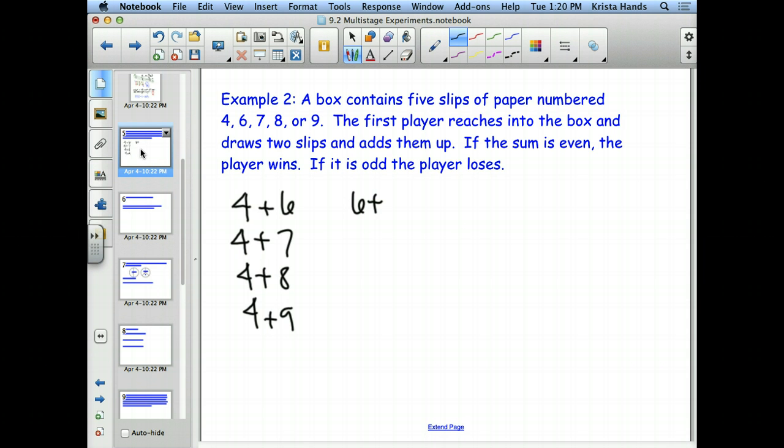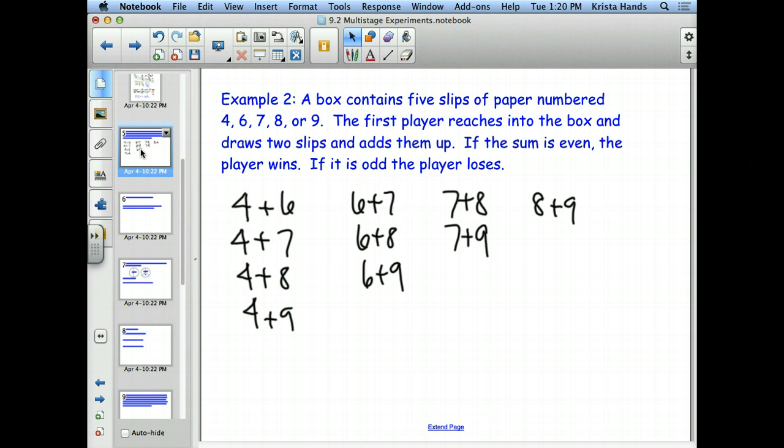And the way that the event is happening is I'm reaching in and grabbing 2 out at the same time. So if I pull out a 6, what else could I pull out? A 7, or a 6 and an 8, or a 6 and a 9. And that's it. I don't have any more options with 6. Now what? 7 plus 8 and 7 plus 9 and 8 plus 9. All right, so these are all of my possible combinations.